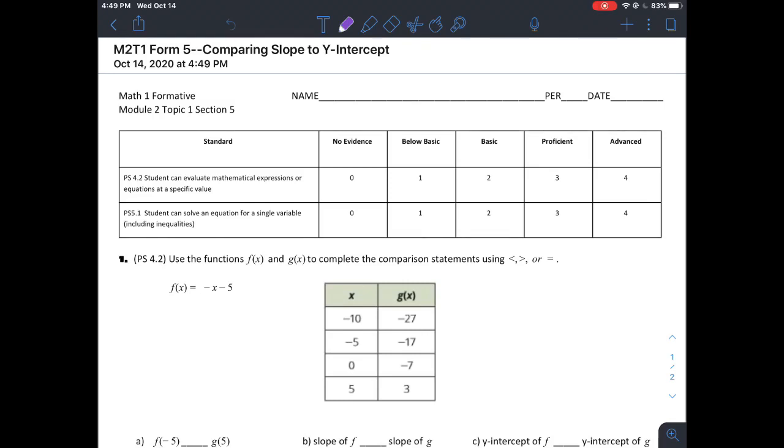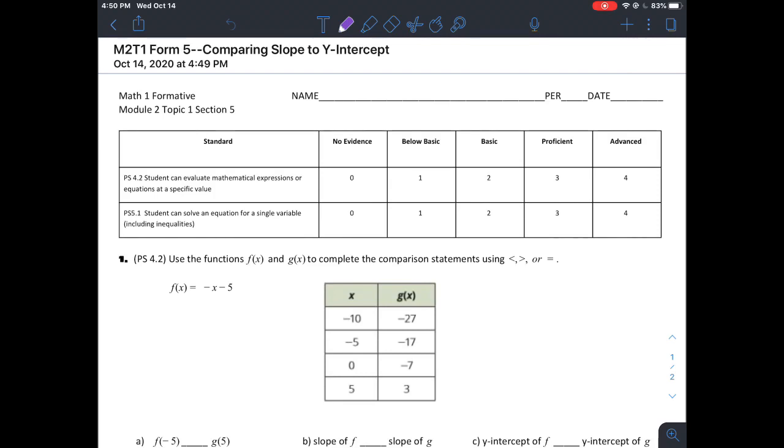So if you notice that this is actually formative 5, we are going completely out of order with these formatives just to go along with how I laid out this unit. So I have them not labeled by number, but labeled by what the content of the formative is. So for this specific formative, we're going to compare slope and y-intercept, which is what we've been working on.